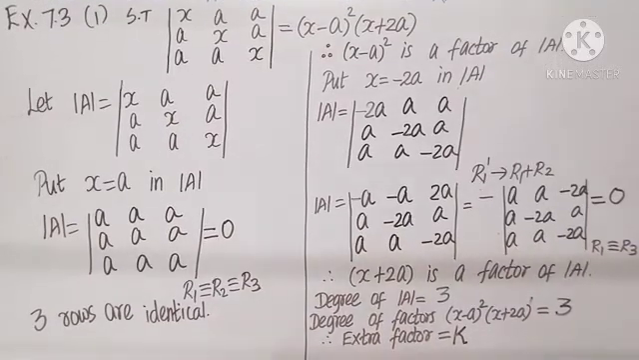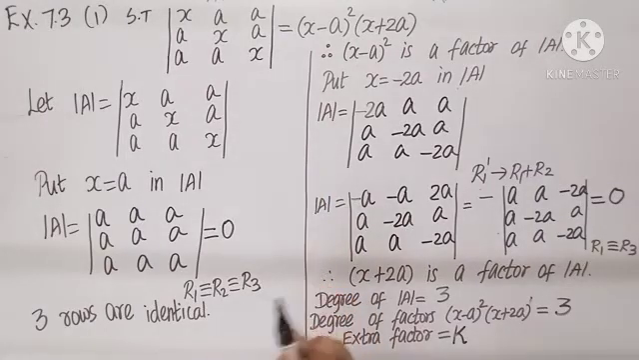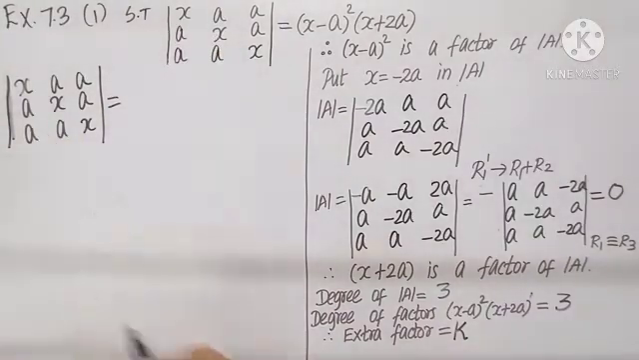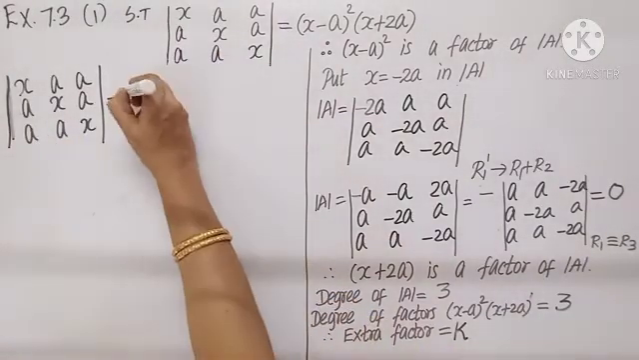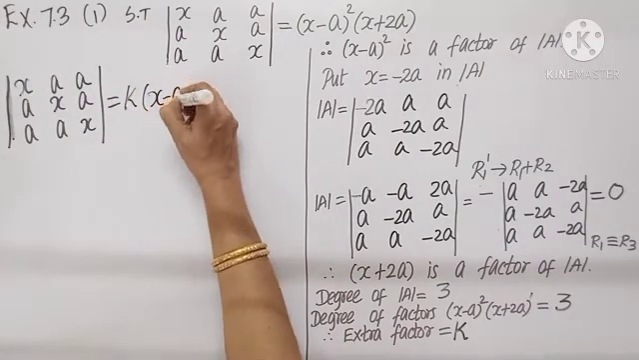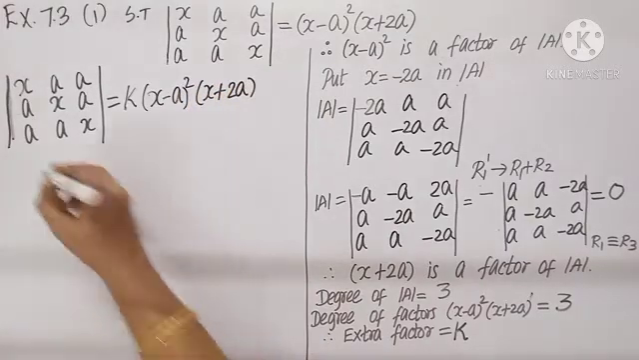How to find that constant? You can compare terms in both the sides, or you can put convenient values for x, and hence let us find out the value of k. The given determinant we compare with the factors: extra factor k and already proved factors x minus a the whole square into x plus 2a.